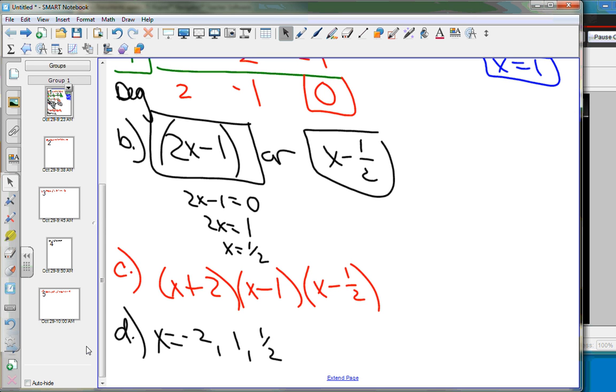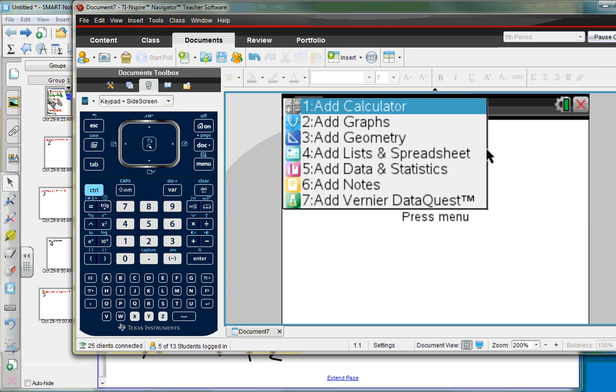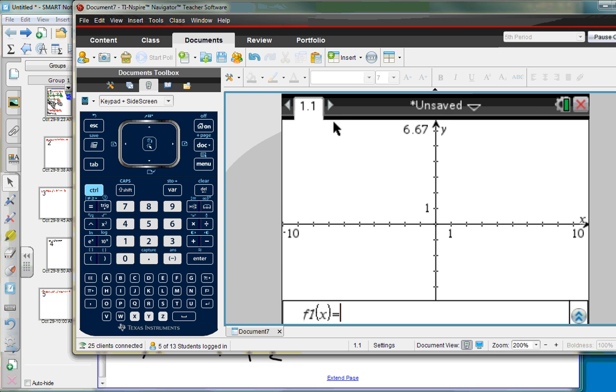Now, letter E says to do what? Letter E says to then confirm your results by using a graph utility to graph the function. So what this means is it wants you to come over here and I want a new document, and I want a graph page, and I need to graph this. Can someone tell me what the problem was?